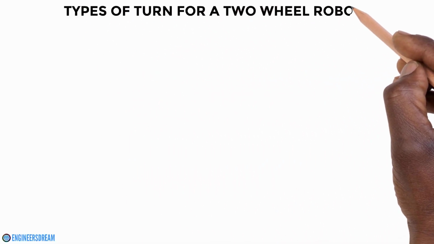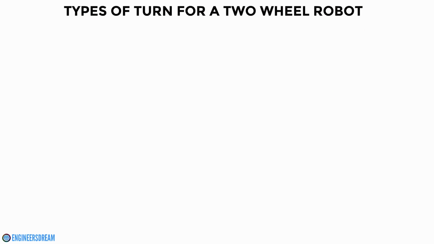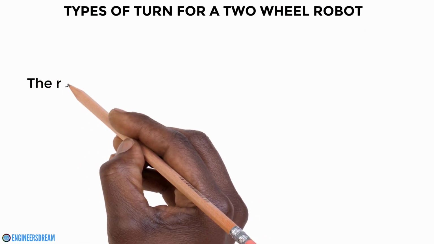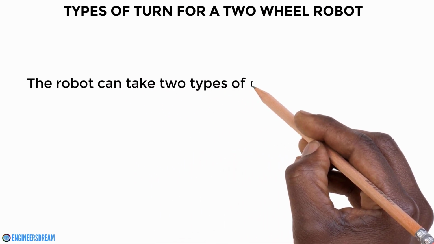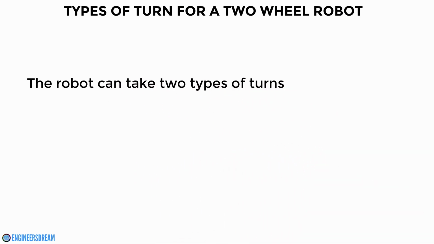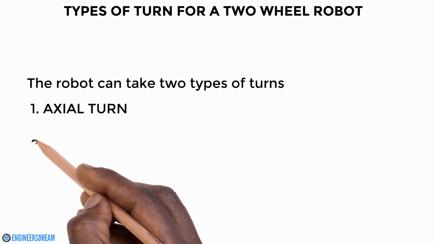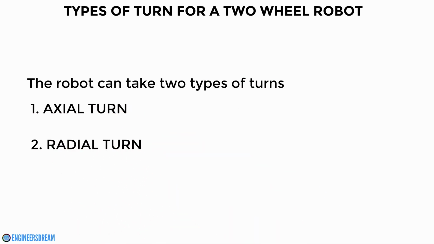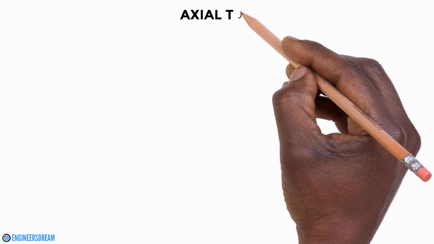In this video, I'll explain the different types of turns that a robot can take. Now, since this is a two-wheel robot, there are two types of turns that this robot can take, and these turns are called axial turns and radial turns. So first, we will talk about what an axial turn is.